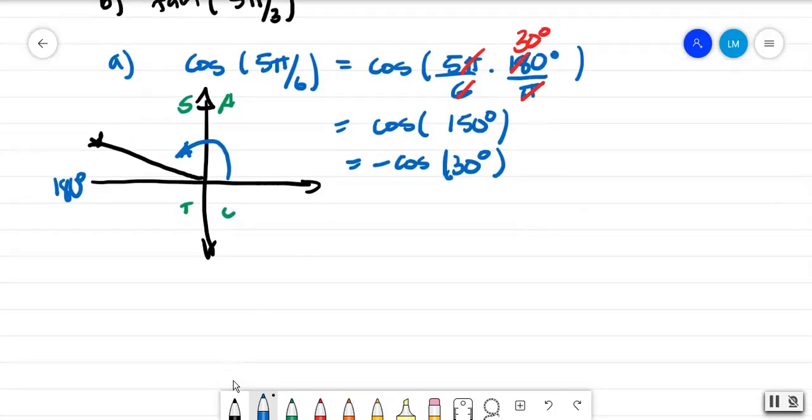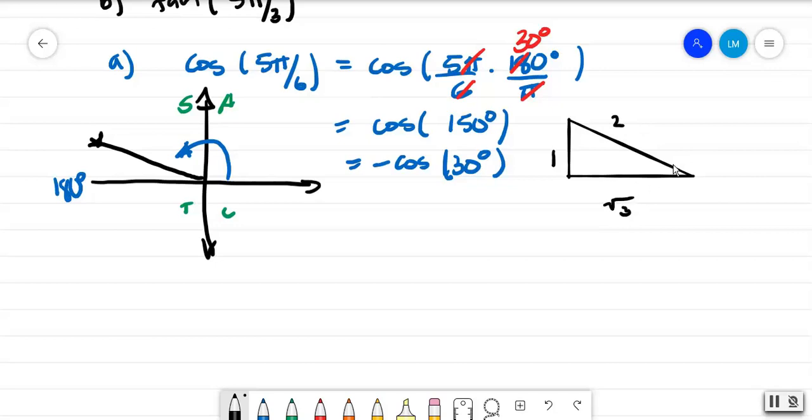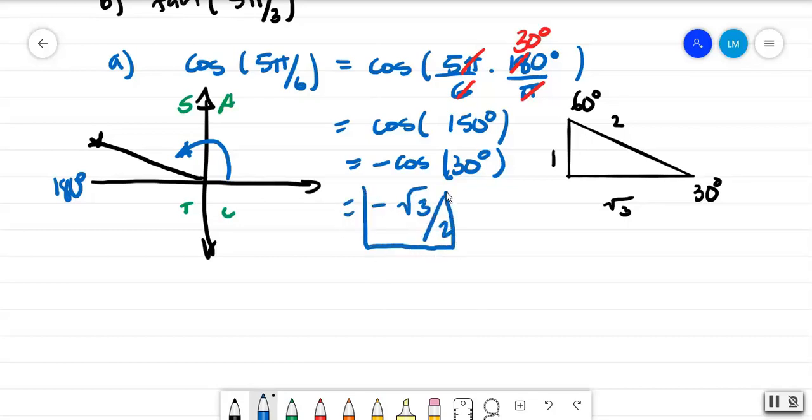Okay, now you still haven't figured out what is cosine of 30 degrees? Well, try to recall back to the 30-60 triangle. So we have 1, 2, and root 3. And this is going to be 30 degrees, and this is 60. So accordingly, it's going to be adjacent over hypotenuse, which in this case is just going to be negative root 3 over 2. And then that's it.